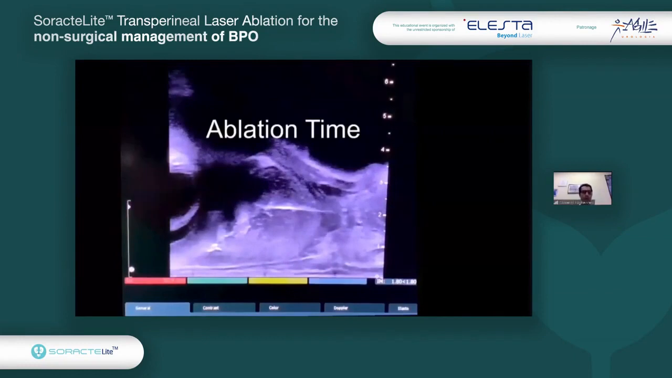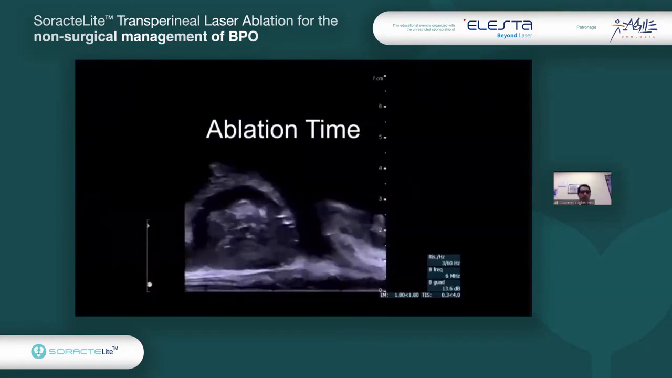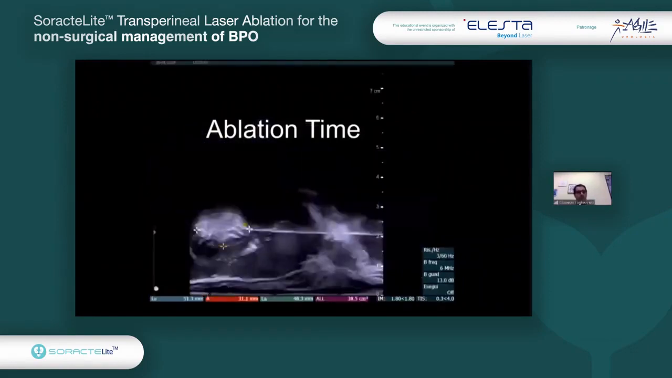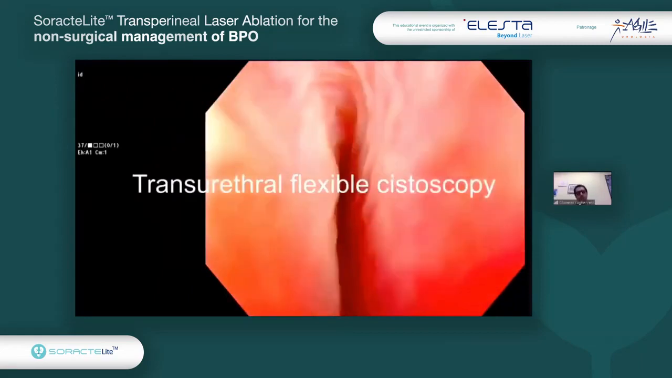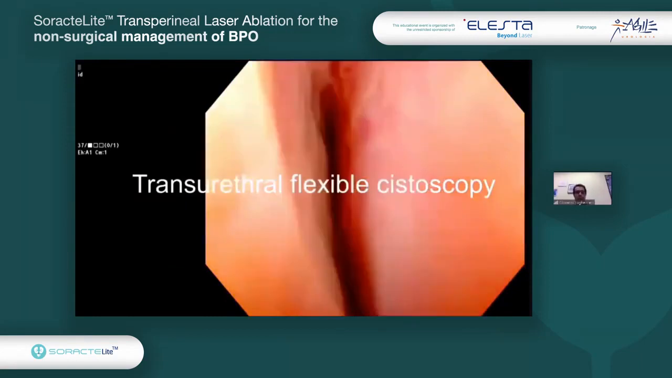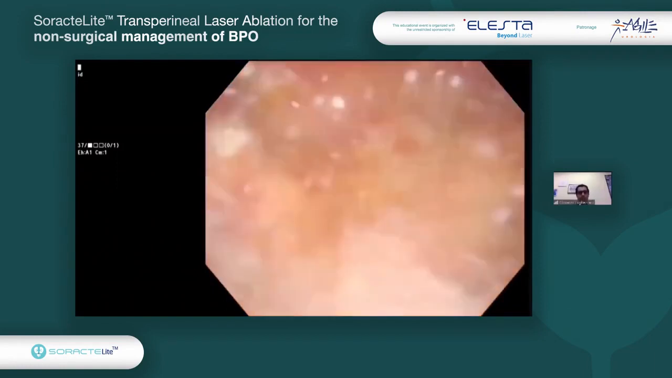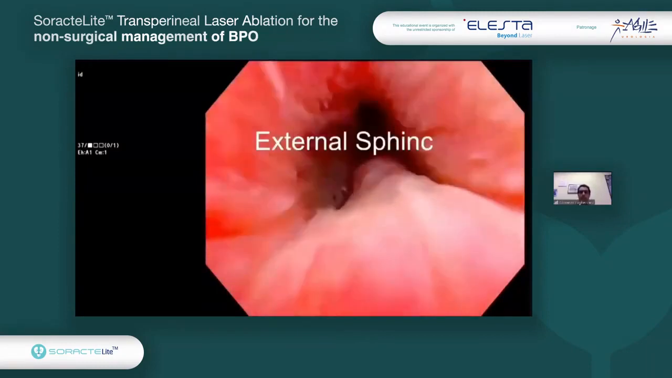During the ablation, you can clearly see some artifacts, these hyperechoic areas coming on the screen, which show you in both the longitudinal and transversal views that you are correctly treating the adenoma of the prostate. This is the transversal view, and it shows you the coagulative necrosis area that you will achieve with the treatment. And this was a control cystoscopy 1 month after the treatment, and you can clearly see the neocavity caused by the treatment, obviously with some fibrin inside, and the seminal colliculus is correctly preserved, as well as the external urinary sphincter.